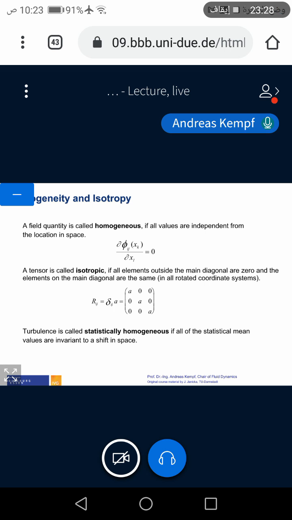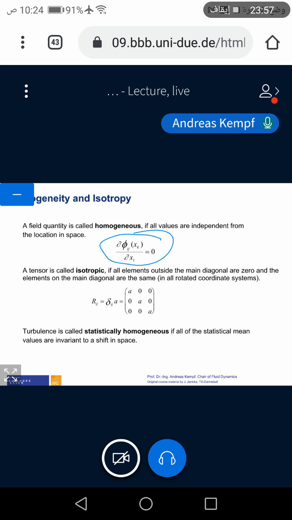Homogeneity and isotropy, they are properties of fields or of tensors, depends. A field quantity is called homogeneous if all values are independent from the location in space. So if we have a tensor field phi ij, and we look at a gradient in any direction xl, and these gradients are 0, then the field is homogeneous, then the tensor field in this case is homogeneous.